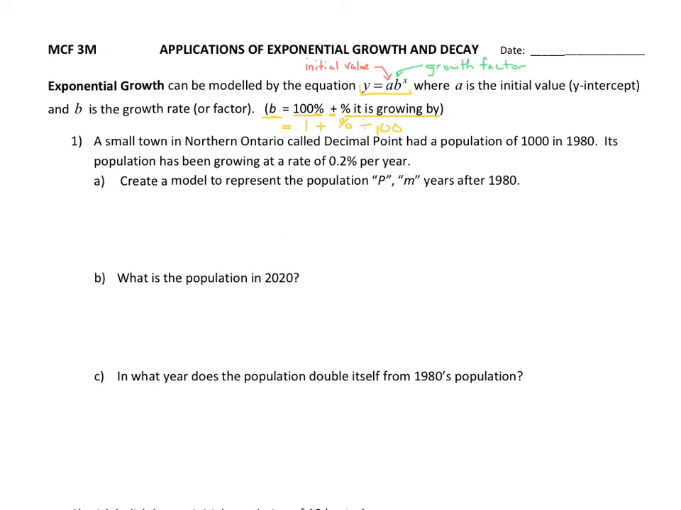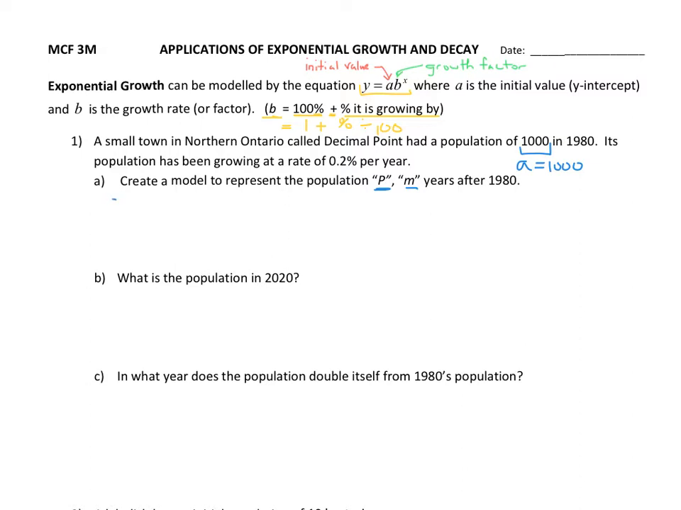So, a small town in northern Ontario called Decimal Point had a population of 1,000 in 1980. Its population has been growing at a rate of 0.2% per year. So, we know initially we have a population of 1,000, so our a value is 1,000. We're going to set up a model. We're going to use P instead of y. So our population would be equal to a b to the exponent m, where m represents the number of years after 1980.